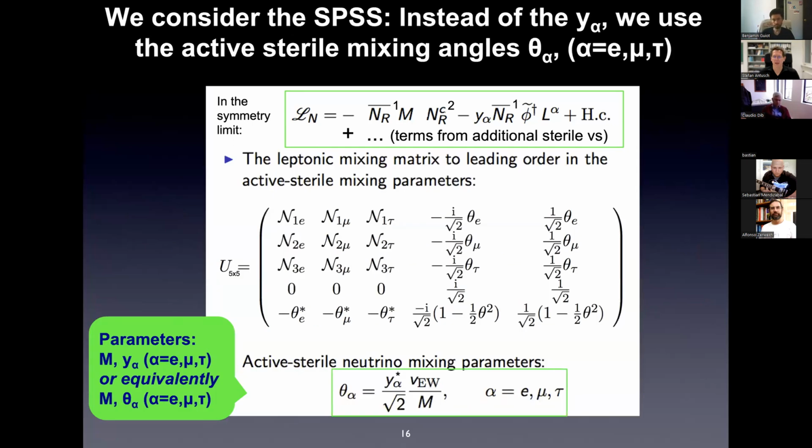It is given like this here up to second order in these theta parameters, which are usually small, like electroweak vev times Yukawa over the mass of the heavy neutral leptons. Now instead of these Yukawa couplings, we are mostly using these theta parameters, the active-sterile mixing angles, in order to show sensitivities, for instance, for colliders.